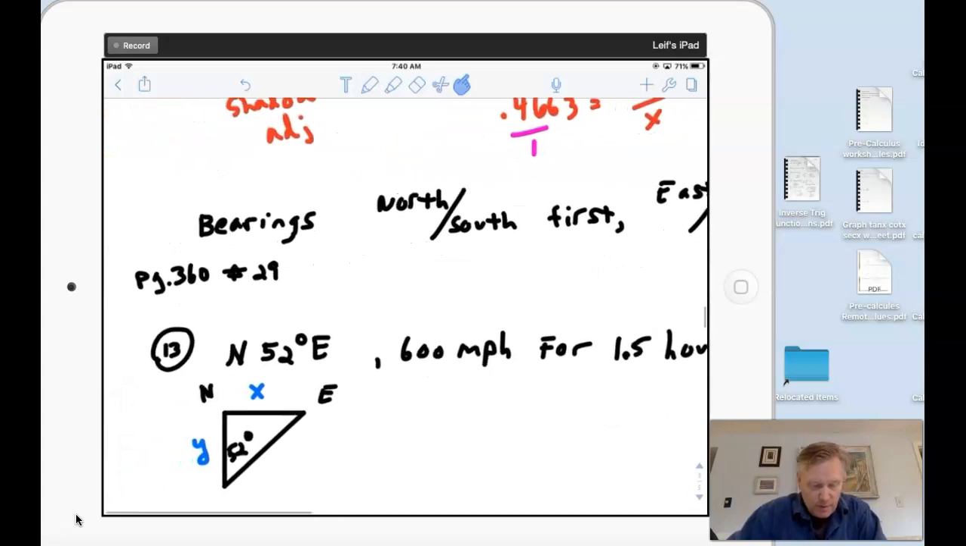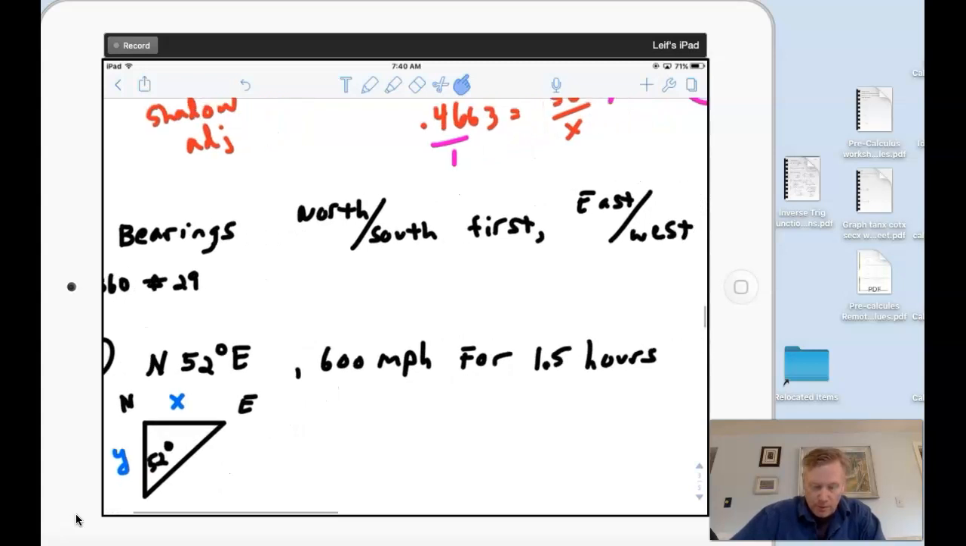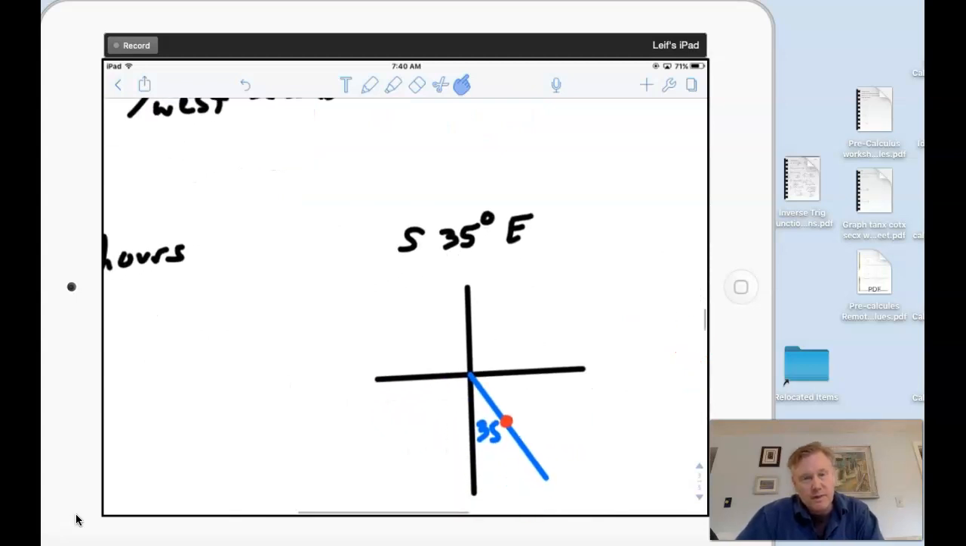Getting into some bearings. These problems aren't that hard. What's actually hard is wrapping your head around what a bearing is. Bearings are where you do the y-axis first and then the x-axis second, or the north-south first and the east-west second. A couple quick things here. This is an example of south 35 degrees east, which means I went down south first, and then I went east 35 degrees, which gives you this, where you start at the origin, and it's south and then east, just like it says there.